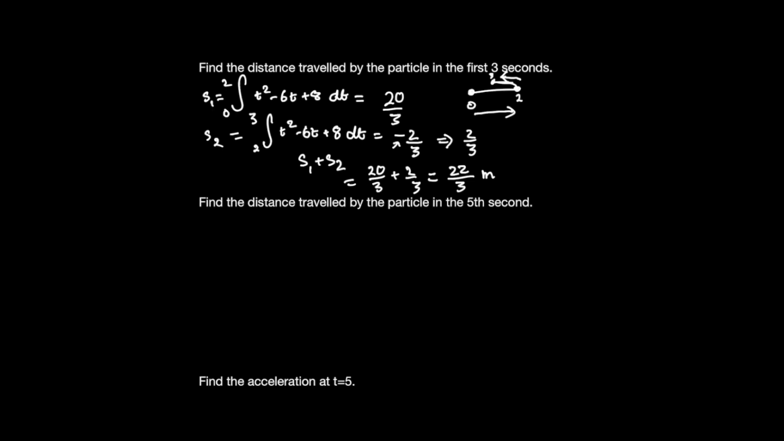After this, the next keyword we're going to be looking at is in the 5th second. It actually means the distance traveled between t equals 4 and t equals 5. So again, this is really simple. 4 and 5, and just do the integral process again, and that would be nothing but 4 by 3 meters. So yeah, quite simple. And lastly, find the acceleration at t equals 5.